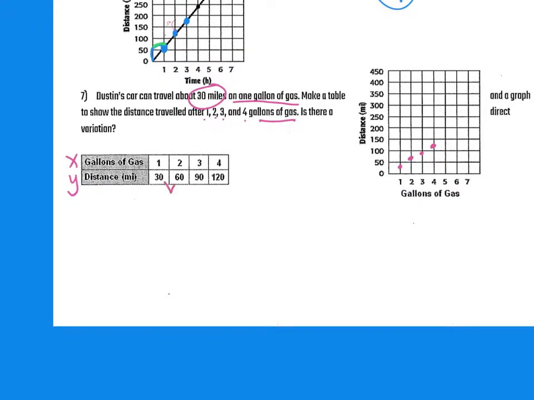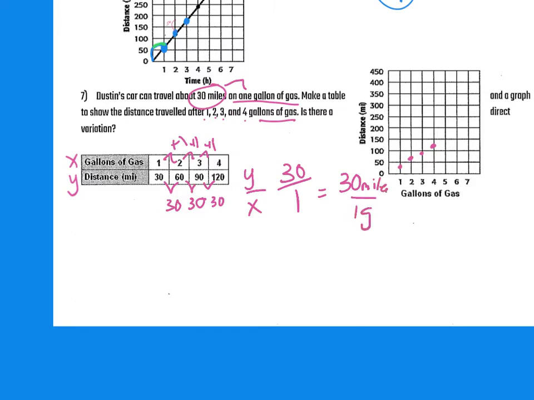So my change in y is 30. It goes up by 30 each time. And my change in x is just 1. Plus 1, plus 1, plus 1. So it's 30, which is what they told you in the beginning. 30 miles in 1 gallon.